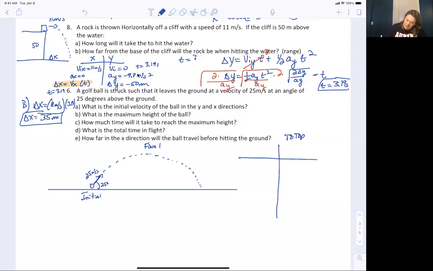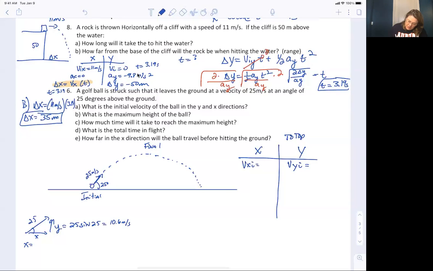But anyway, here's my X and my Y. I know velocity in the initial X direction equals something, velocity in the Y direction equals something. Now I actually have to take that vector, 25, and break it up into its X and Y components, which is equal to 25 times the sine of this angle, which was 25 degrees. So 25 times sine of 25 equals 10.6 meters per second.